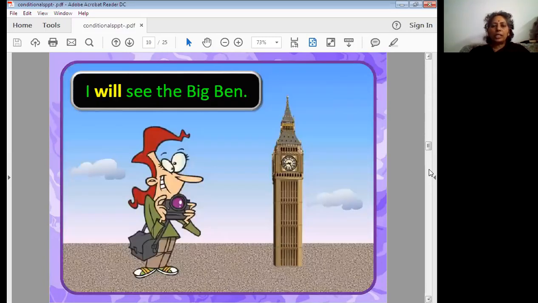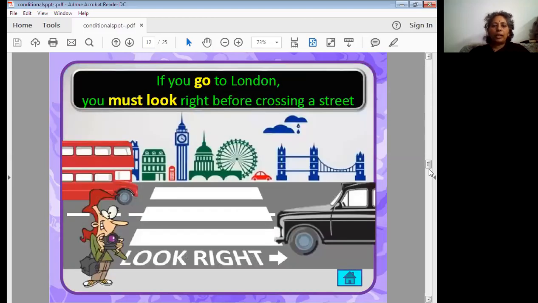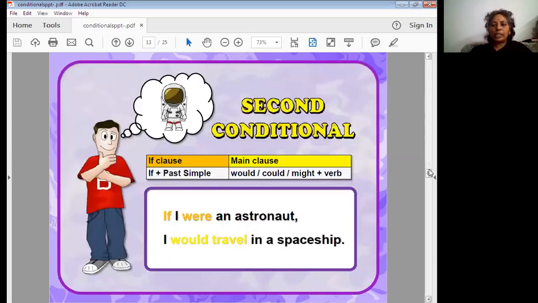Now see the sentence: if I go to Buckingham Palace, I can take a photo of the royals. Go is the simple present tense, and can plus the verb take is the structure. And next, if you go to London, you must look right before crossing the street. Go is the simple present, must plus look. And now we are going to practice the second conditional.